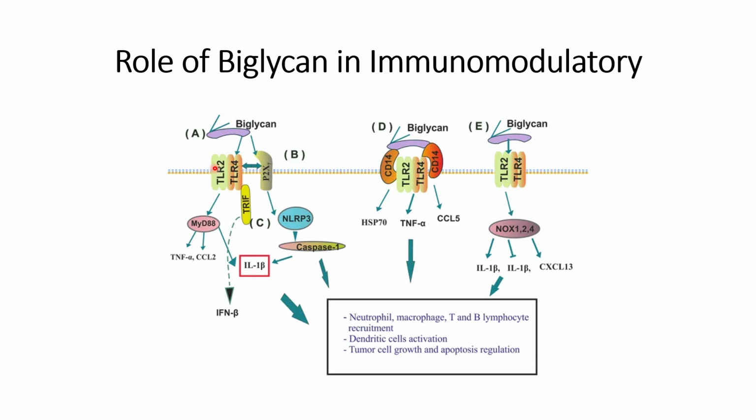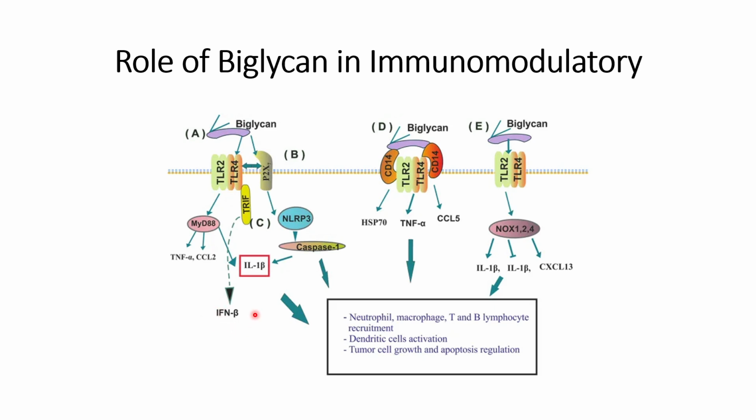One more thing that can occur is that if it interacts with P2X, it will also lead to NLRP3 and caspase 1 intracellular triggering, which leads to the formation of interleukin-1 beta, and this also helps in neutrophil recruitment. And if there is soluble Biglycan, it can interact with TLR2 and TLR4 in such a way that it leads to the activation of cytokines such as IFN-β. This IFN-β helps in T-lymphocyte recruitment.